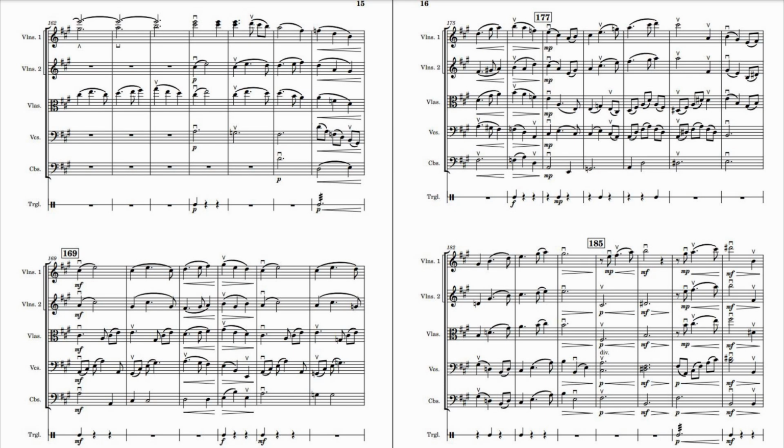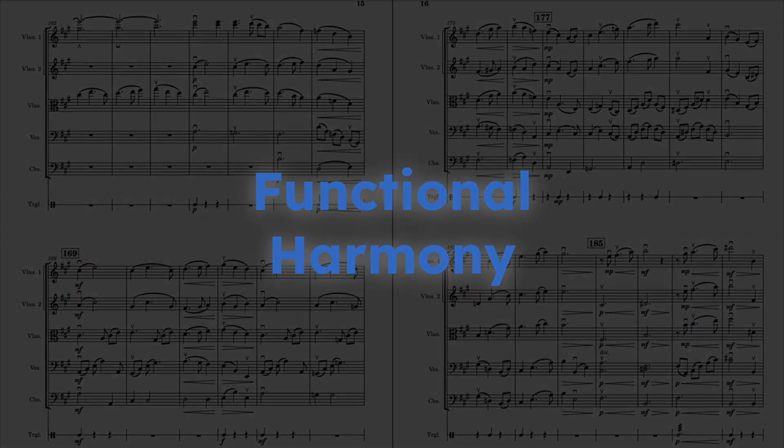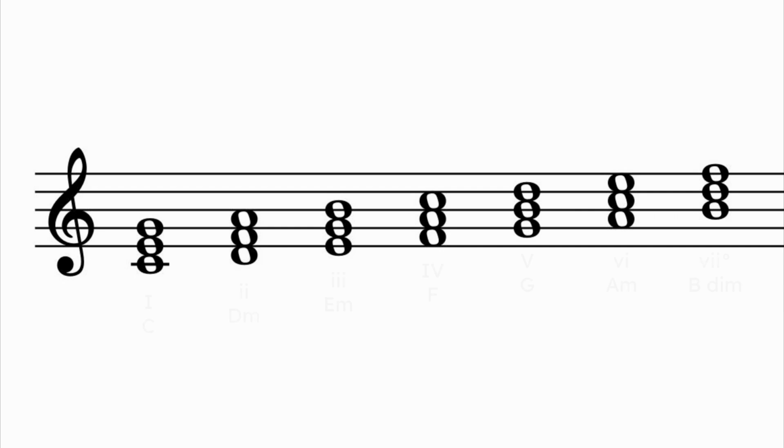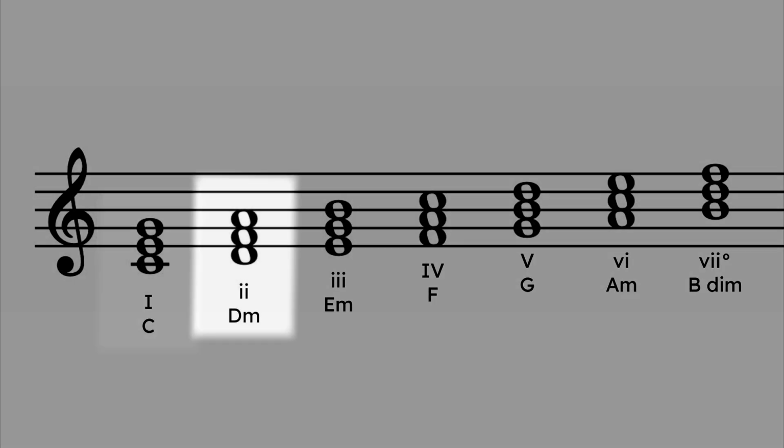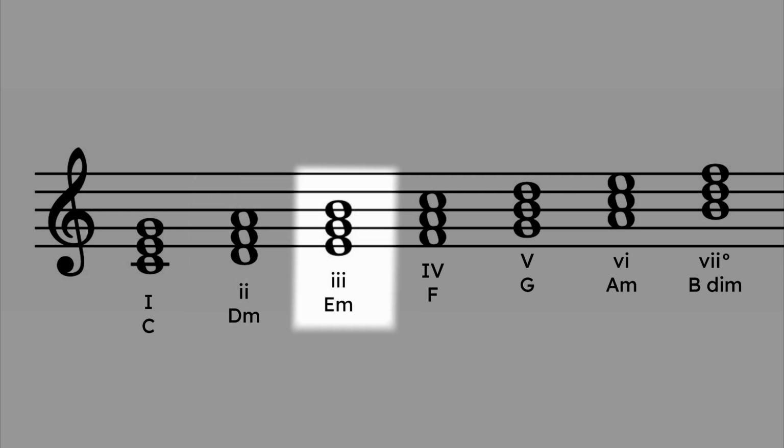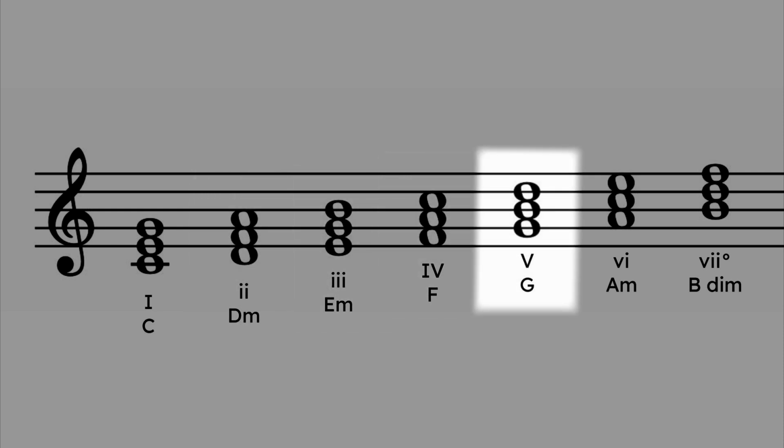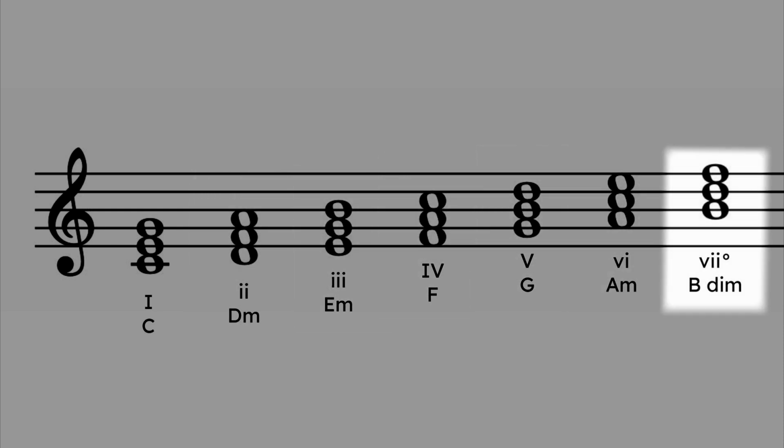To explain, I need to briefly discuss functional harmony in music. Let's say we have a major key, in this case C major. In any key, we have 7 basic chords, or triads, that arise from the key, which in this case are C major as the 1, D minor as the 2, E minor as the 3, F major as the 4, G major as the 5, A minor as the 6, and B diminished as the 7.